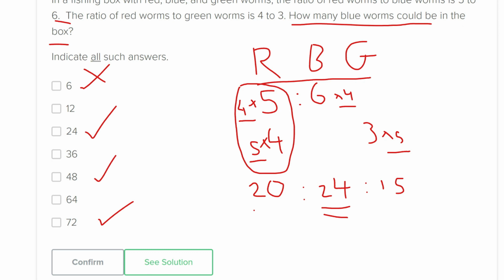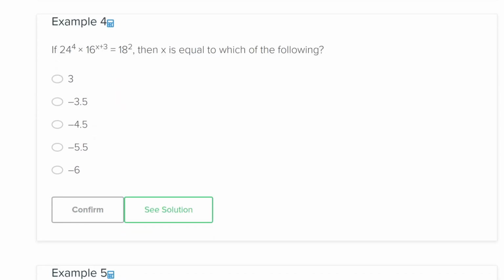Either way, this is the correct method. And if you want to see more examples, check out my video on overlapping ratios. Anyway, example 4. Again, feel free to pause and try yourself.